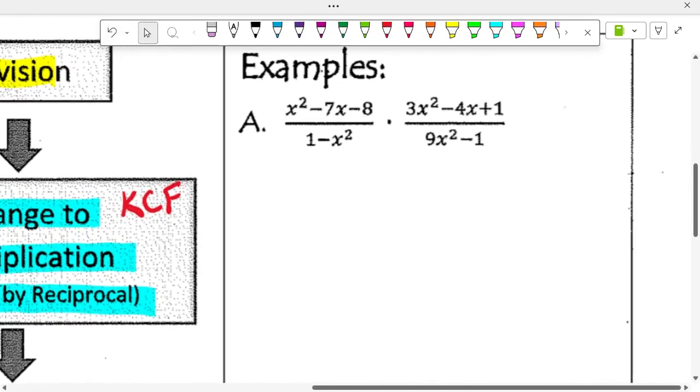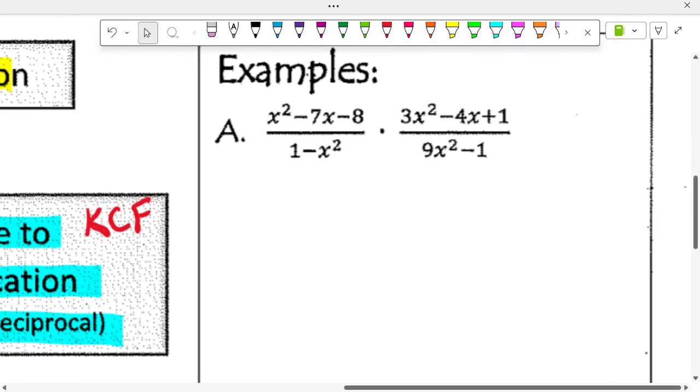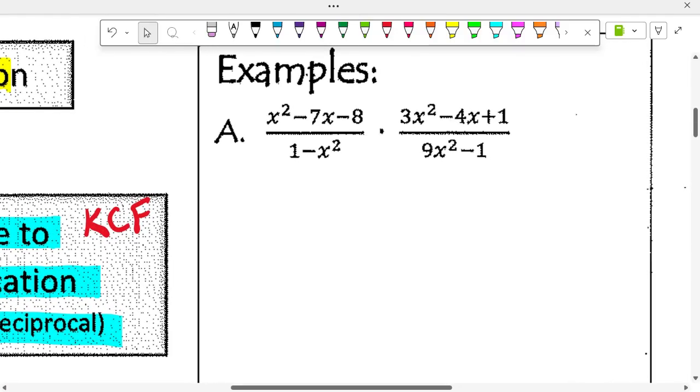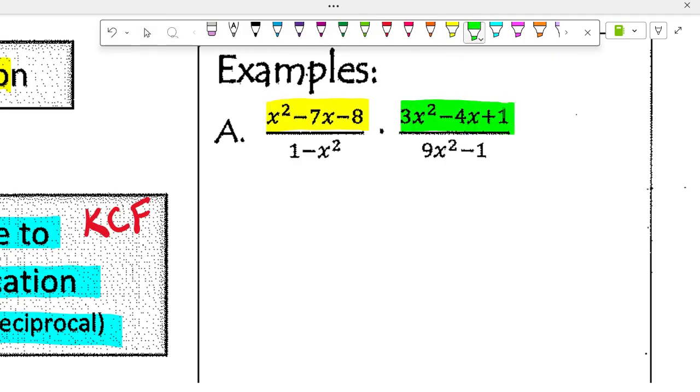All right. So let's look at this first one. So what we're going to do is we're going to factor every piece. All right. So we're going to factor this numerator, this denominator, and this denominator all separately. All right. You got 4 different factoring problems. That's why I said you want to get decent at factoring, because you're going to be doing it a lot.